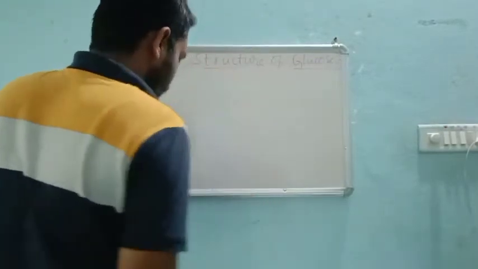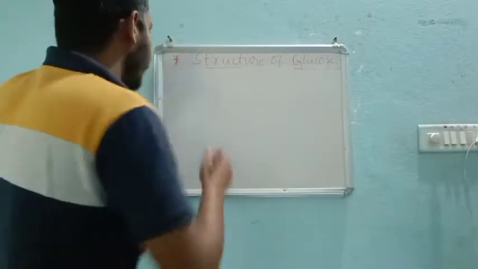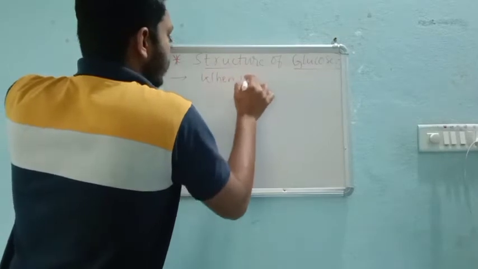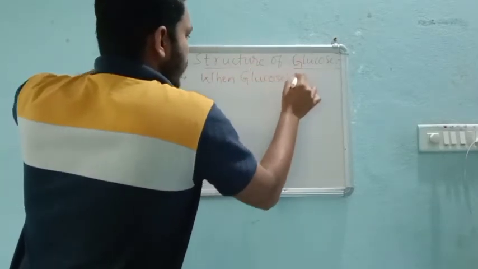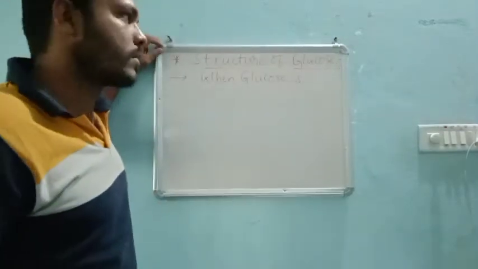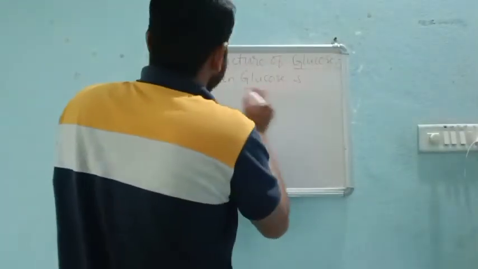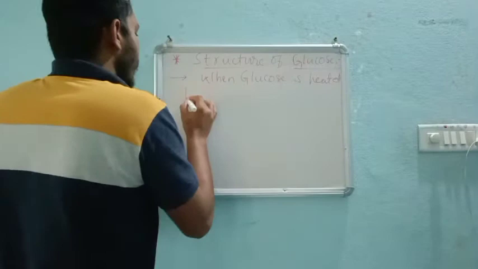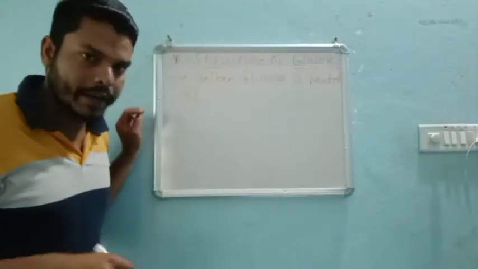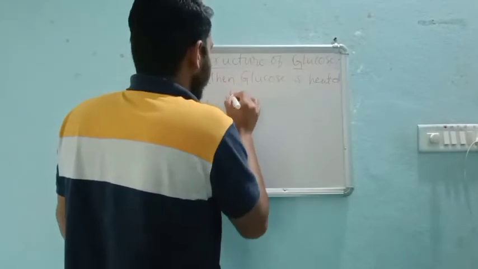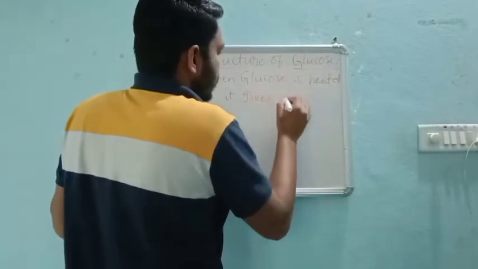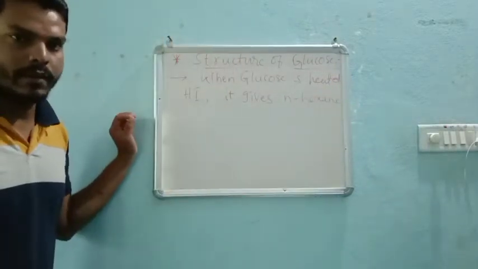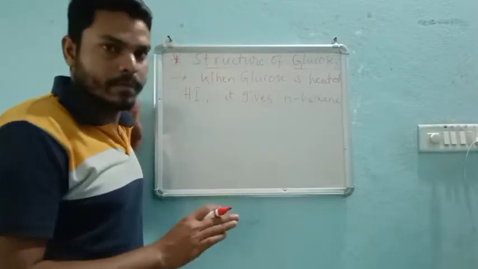Number two, see, when glucose is heated with hydrogen iodide, prolonged heating, that means heating for more time, when glucose is heated with hydrogen iodide, it forms n-hexane. N-hexane. So this point will not stop here itself, right?